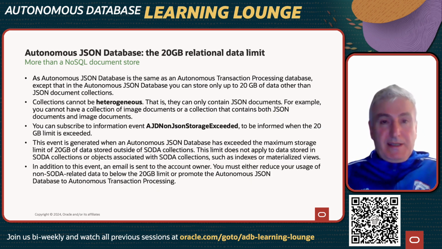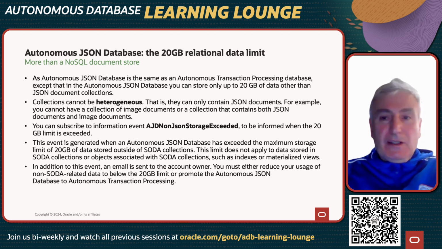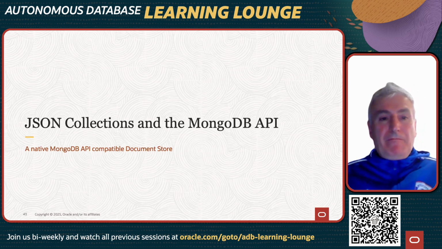Another difference is that the autonomous JSON database has a limit of 20 gigabytes of relational data. The 20 gigabytes does not include materialized views and indexes, so they don't count against the 20 gigabytes. It is important to note that you can subscribe to an event called Autonomous JSON Database Non-JSON Storage Exceeded, so you will be informed when the 20 gigabyte limit is reached. You can do it through the graphical interface.